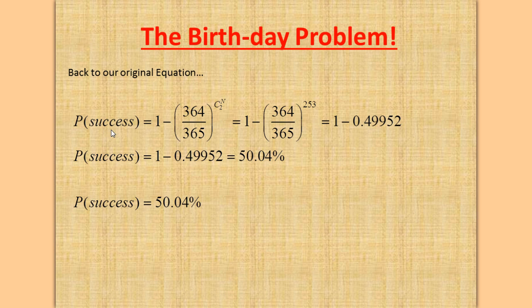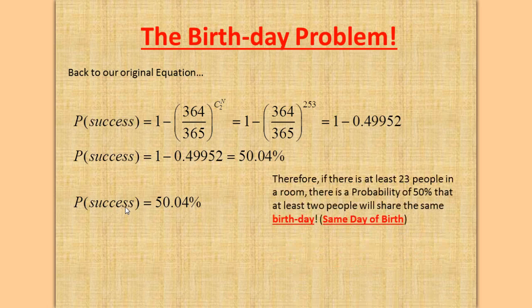Therefore, back to our original equation. The probability of success equals 1 minus 364 divided by 365 raised to some power. Well, we know what that power is now. It's 253. Okay, so we raise 364 divided by 365 to a power of 253, and we get 1 minus 0.49952. And we subtract that, and we get 50.04%. So the probability of success is 50.04%.